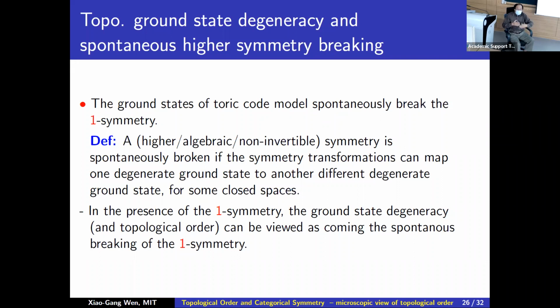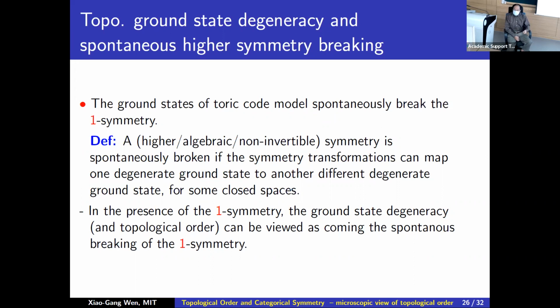Then there's a similar question: whether every topological order can be viewed as the breaking of some one-form symmetry or two-form symmetry or whatever. Actually, one-form symmetry is described by a 2-group, two-form symmetry is described by a 3-group, with a shift of level. Spontaneous breaking of a one-form or two-form symmetry would give you this higher gauge theory, a 2-gauge theory, a 3-gauge theory.